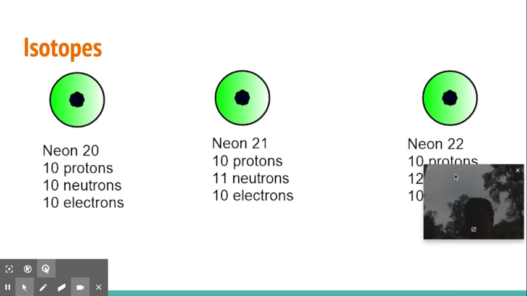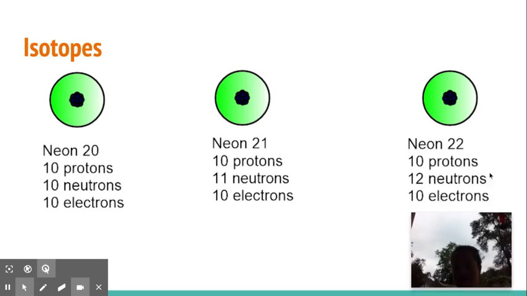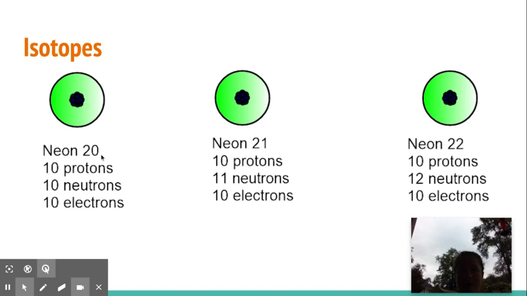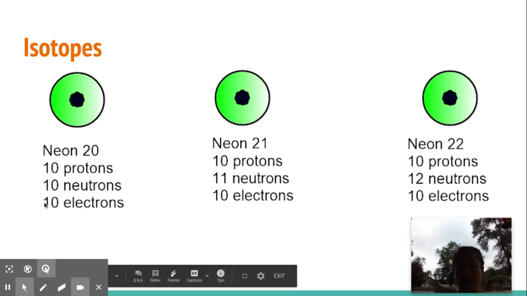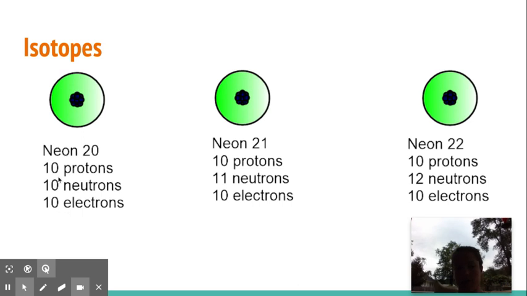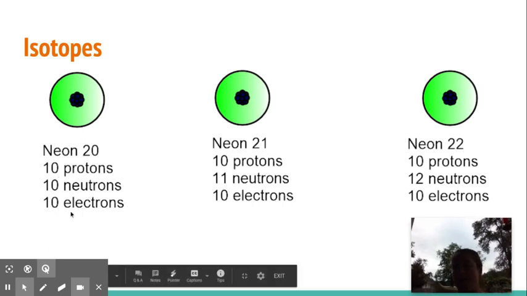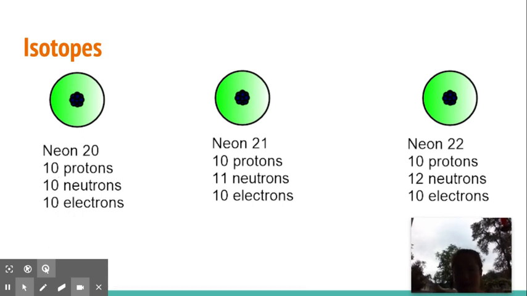All right, I think we were supposed to do a little math here, but you can see that neon-20 is 10 protons and 10 neutrons, so that's where our 20 comes from. Neon-21 is 10 protons and 11 neutrons, so 10 plus 11 is 21. And then neon-22 is 10 plus 12, which is 22. Again, the electrons are canceling out the charges of the protons, so they don't count in the mass.